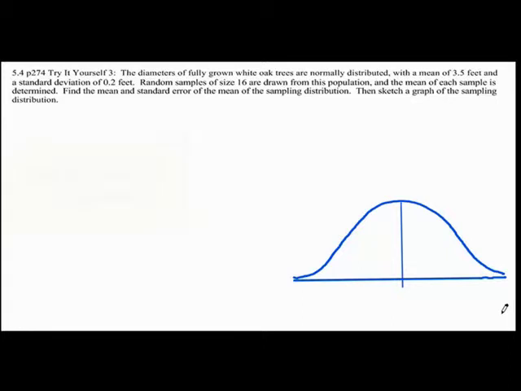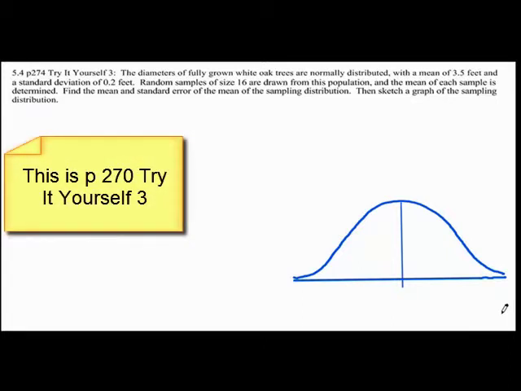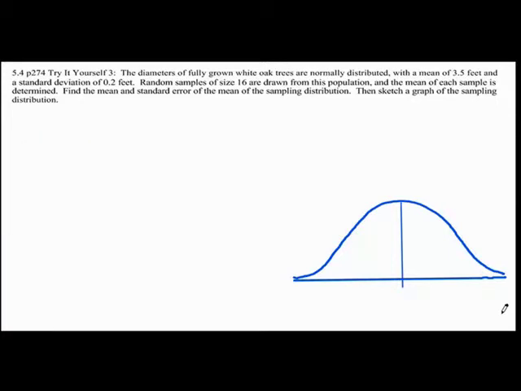5.4, page 274, try it yourself 3. The diameters of fully grown white oak trees are normally distributed with a mean of 3.5 feet and a standard deviation of 0.2 feet. Random samples of size 16 are drawn from this population, and the mean of each sample is determined. Find the mean and standard error of the mean of the sampling distribution, then sketch a graph of the sampling distribution. So what we're looking for is the mu sub x bar and the sigma sub x bar.